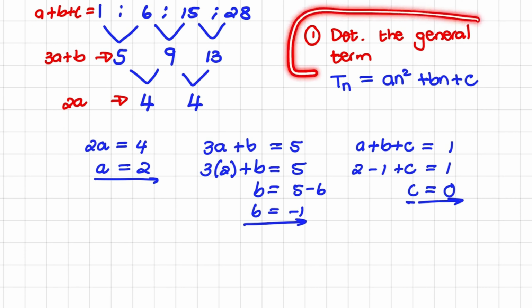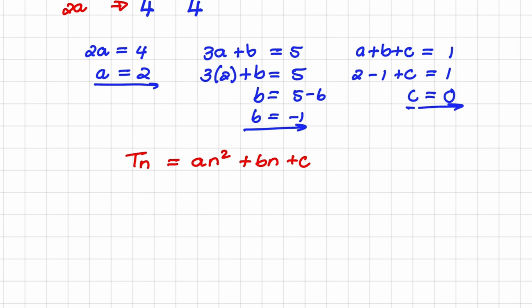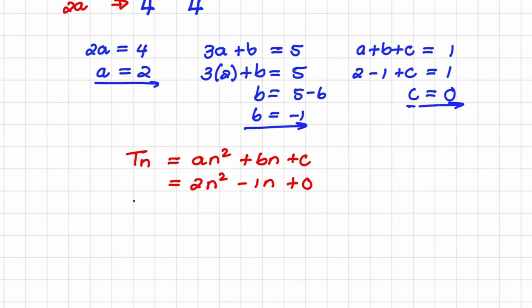So if I want to answer the question of what is the general term, I have Tn = an² + bn + c. But we know that a is equal to 2, so it's 2n², plus b, which is -1n, plus c, which is 0. Now, we can drop the 0, so the general term for this pattern would be 2n² - n.